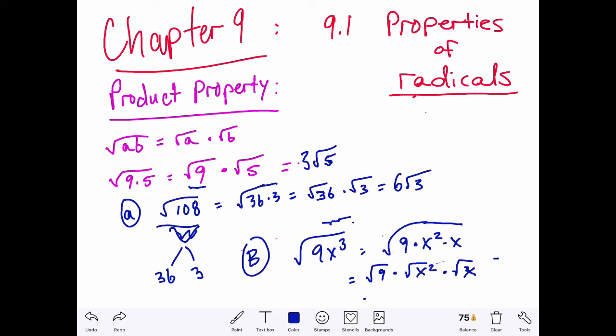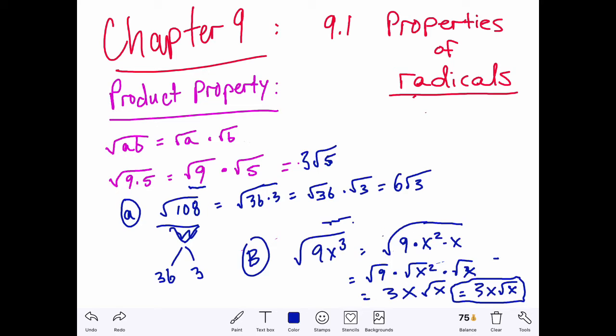Okay, so what's the square root of 9? 3. What's the square root of x squared? x. Notice x escapes the radical there, and the radical's gone. The square root of something squared is just that thing, right? Imagine if x was 2, 2 squared is 4, the square root of 4 is 2. It just became whatever x is, right? And then I still have the square root of x left. So our answer would be 3x times the root of x.